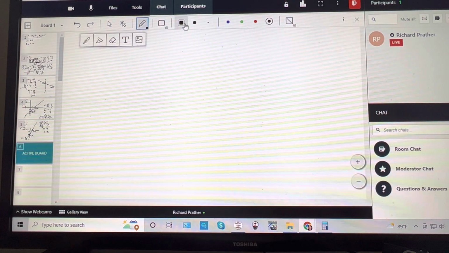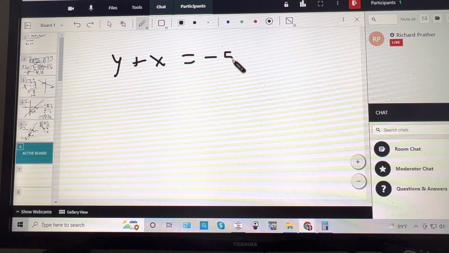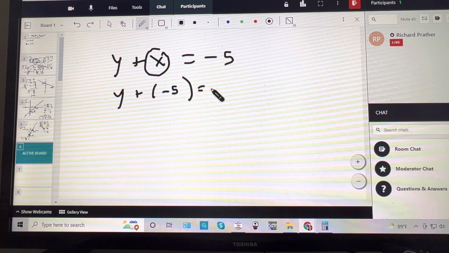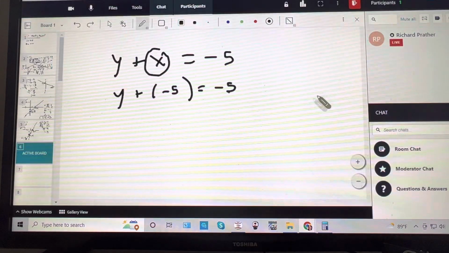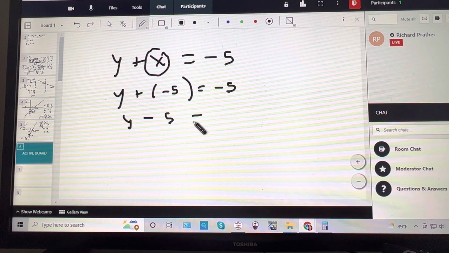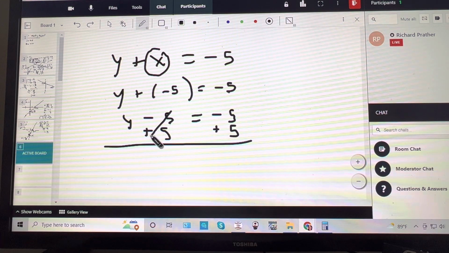So if you have y plus x equals -5, and then what if you put a -5 in for x? I would probably plug a positive number in, but plus a negative is the same thing as minus. Then I could add 5 to both sides. These opposites cancel out, leaving just the y. And in essence, they cancel out here too.